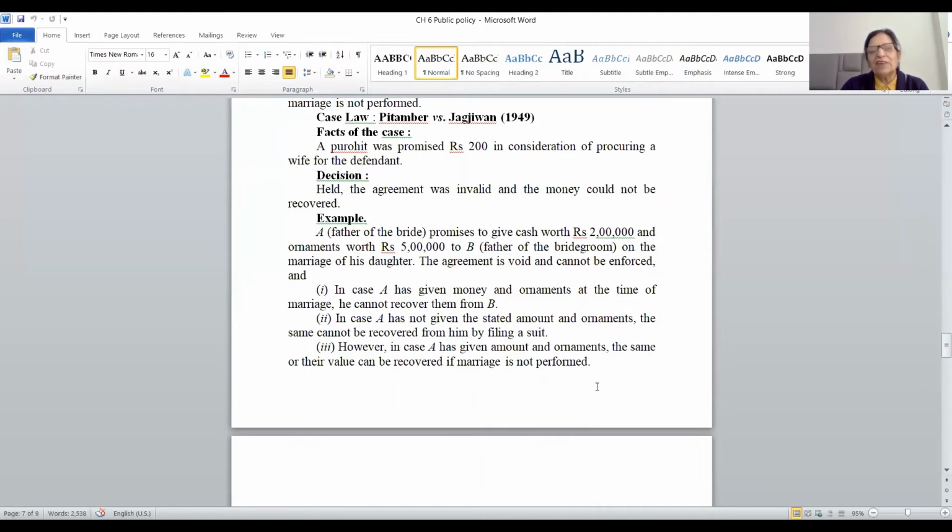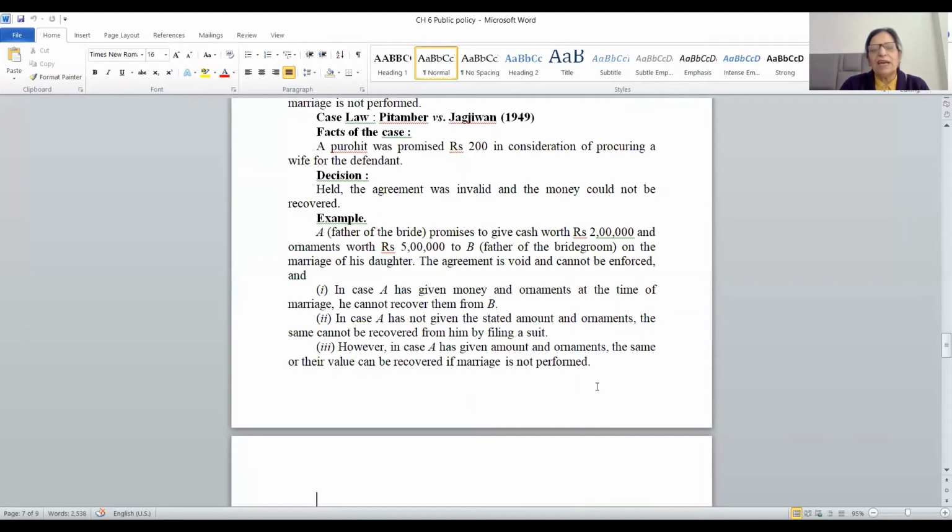Now friends, I'll take up various cases and tell you the rule. In case A has given money and ornaments at the time of marriage, he cannot recover from B. Once the money and ornaments are given, they cannot be recovered through the court of law. In case A has not given the stated amount and ornaments, then the same cannot be recovered from him by filing a suit.